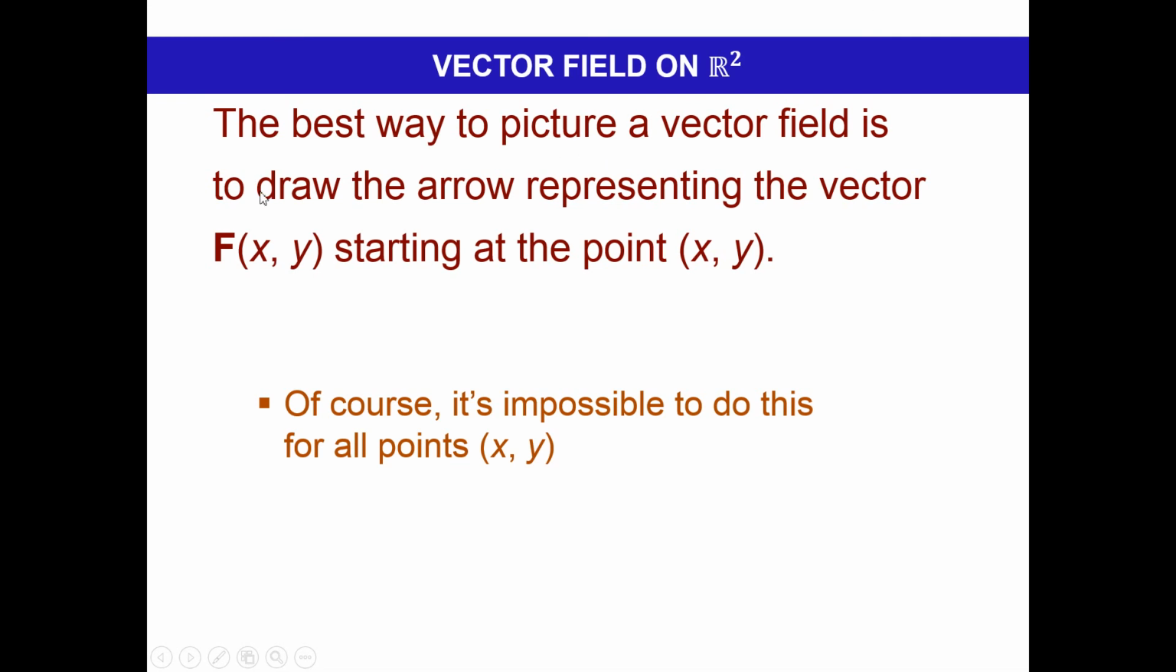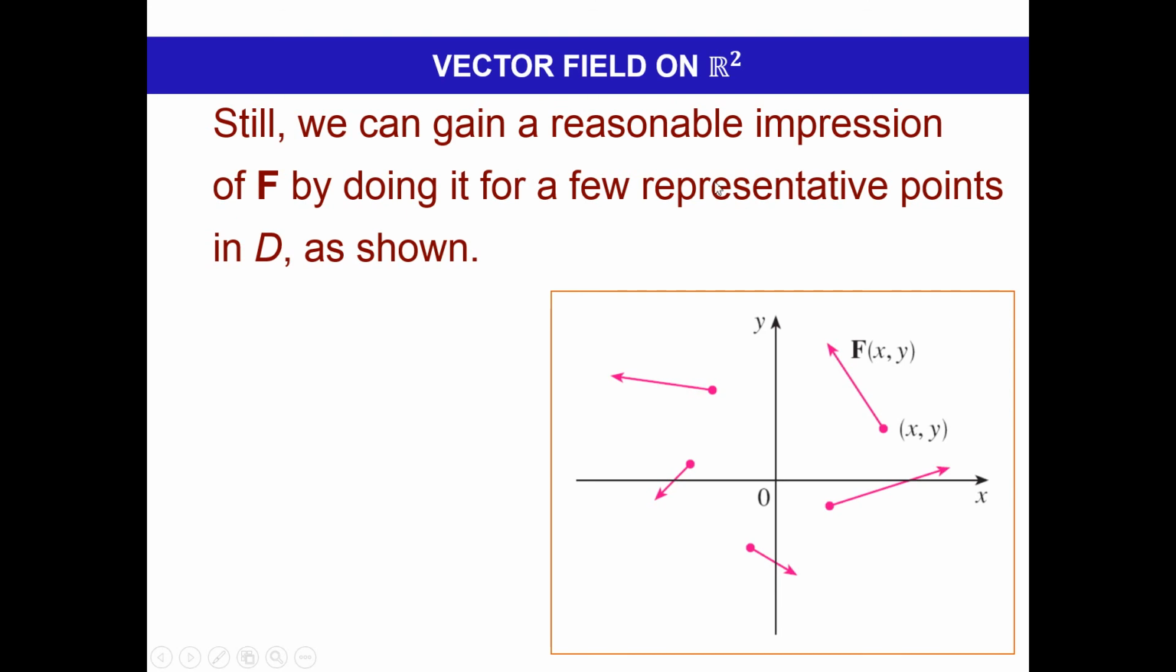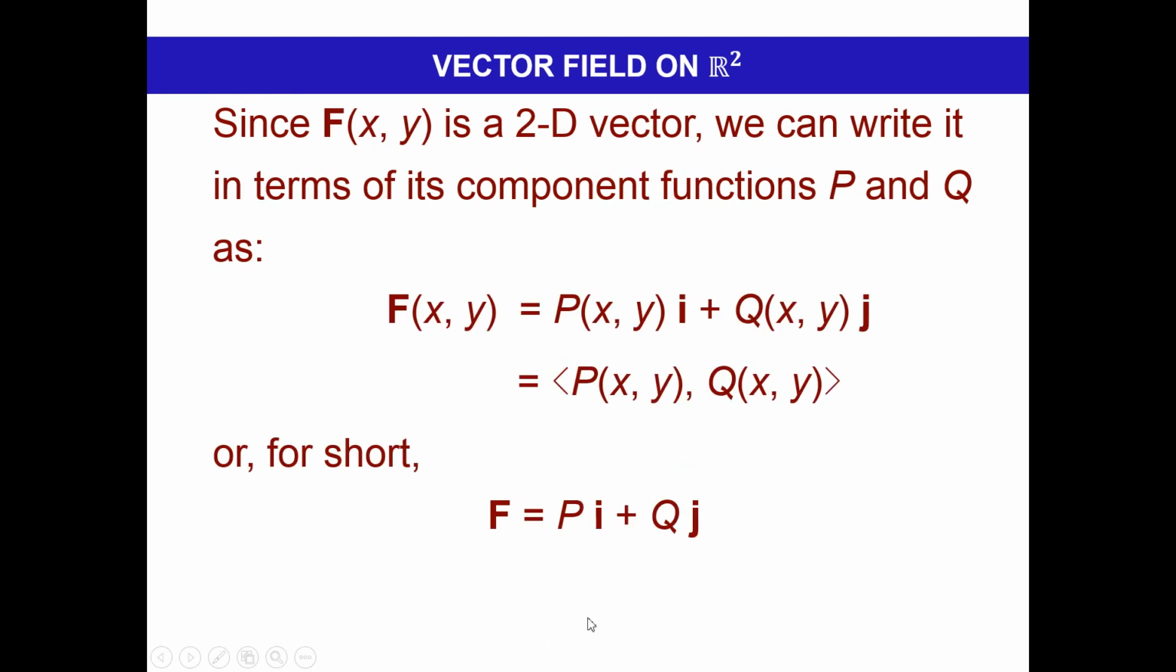So the best way to picture a vector field is to draw the arrow representing the vector F(x, y) starting at the point (x, y). The key is to start from the point (x, y). Of course, it is impossible to do this for all the points, so we can do this for just a few points as a sample. Still, we can gain a reasonable impression of F by doing it for a few representative points in D, as shown. So this is a vector field for some vector function.